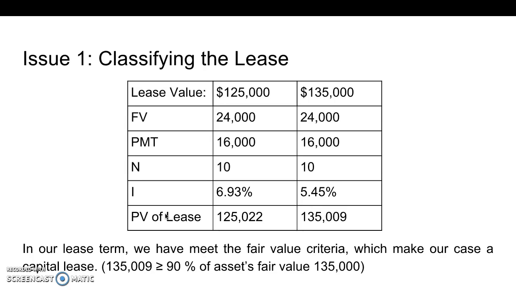Now, in order to calculate Garrison's present value, we will take the same future value, payment, and years, but change the lease value to $135,000, and the interest rate is now 5.45%. With this number, Garrison's present value of the lease is now $135,009, which meets the last criterion.